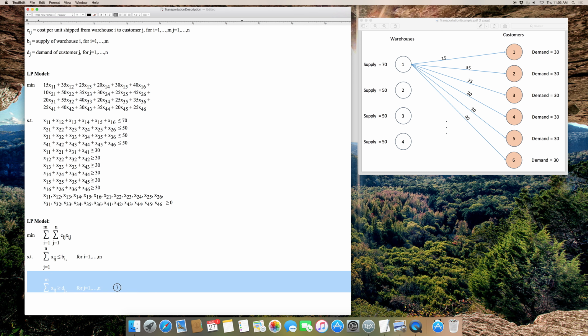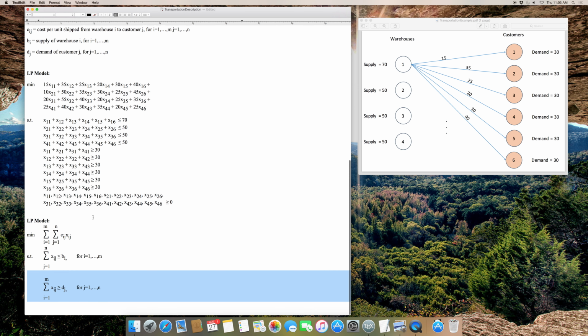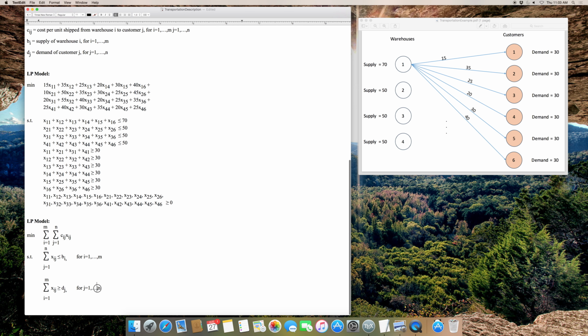Next, I have my demand constraints. I know I have a demand constraint for each of my customers. And so here I have n customers, and I'm going to sum over my warehouses. And I'm saying the amount I ship over all warehouses into this set customer has to be greater or equal to the demand for that particular customer.